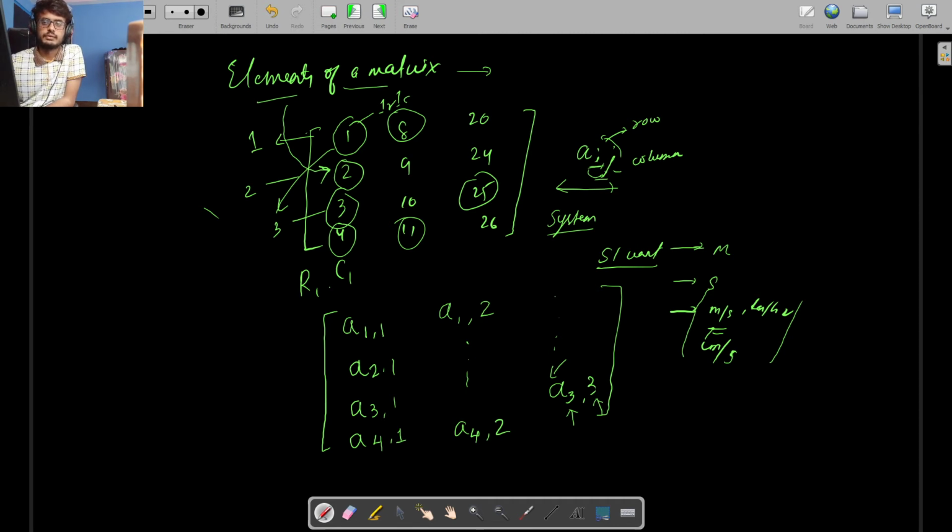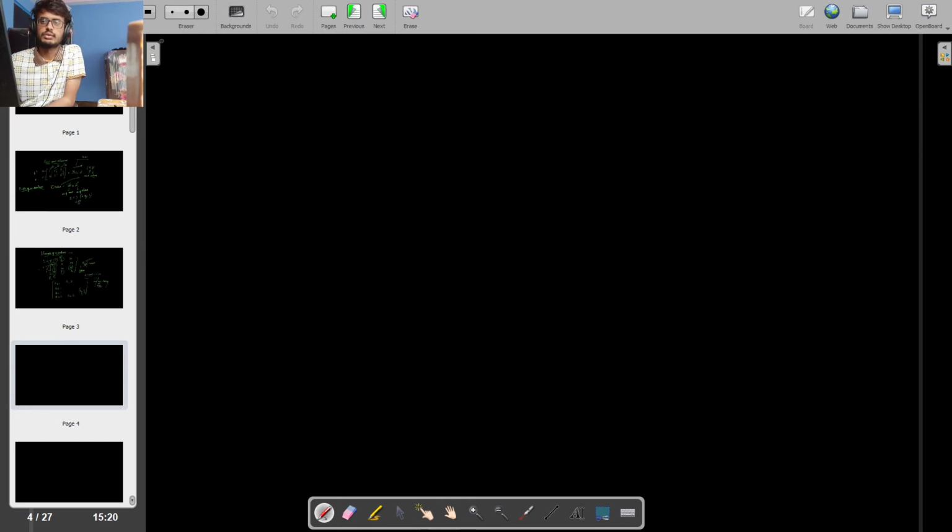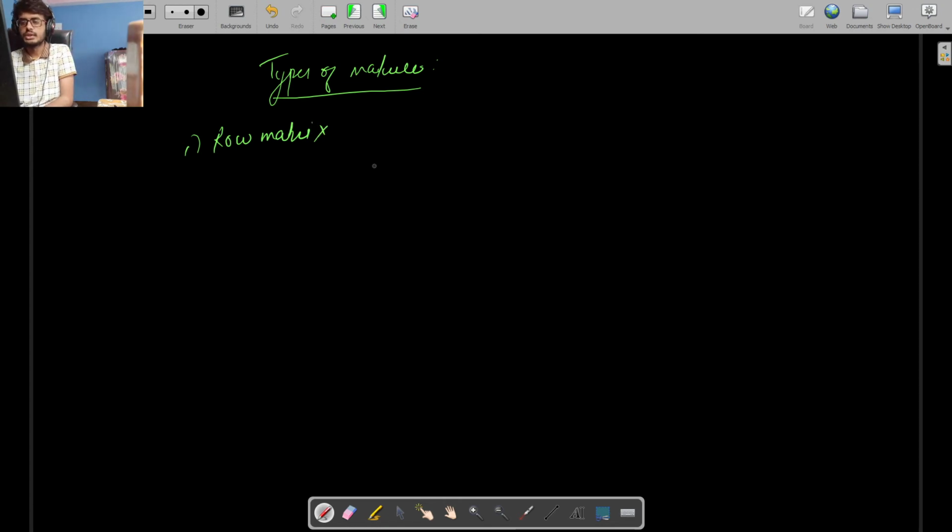Now let's move on further. There's a few more theory, it's a theory hour. After that, we'll go to numericals. So we'll have to study all the types of matrices now. Types of matrices. So the first type of matrix that we need to study is a row matrix. It's very simple. A row matrix is a matrix that has only one row.